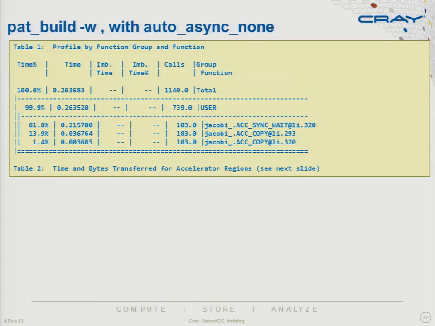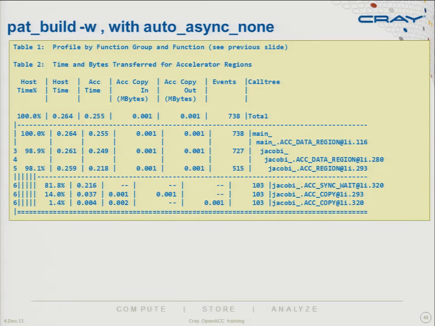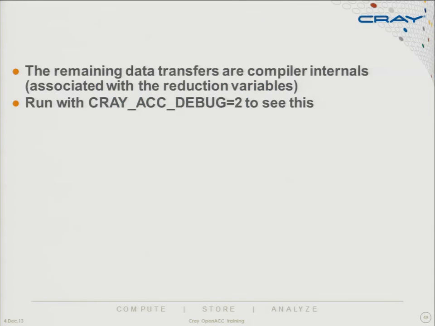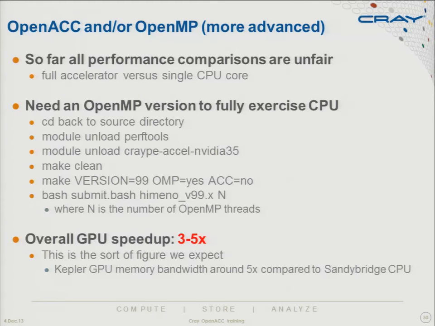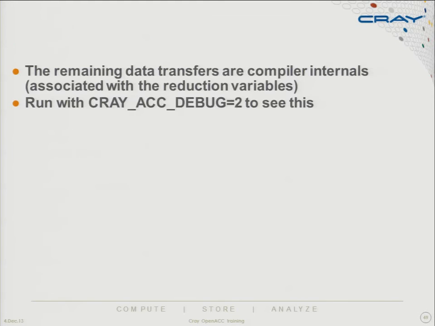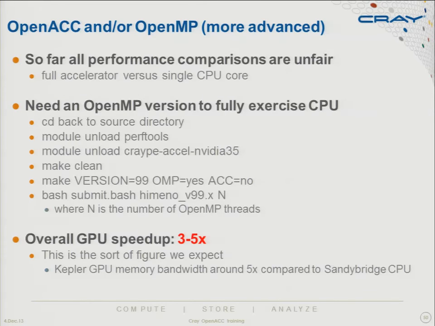82% of our time is now on GPU processing, GPU kernels, and we're down to about 15% of our time being data movements. And when you look at what the data movements are, they are very small amounts of megabytes. These are just single scalars to do with the reduction, which you can't avoid. The remainder, if you switch on the CrayPAT debug environment variable and you run that, you can see exactly what the data transfers are, and it will show you that they are just compiler internals.